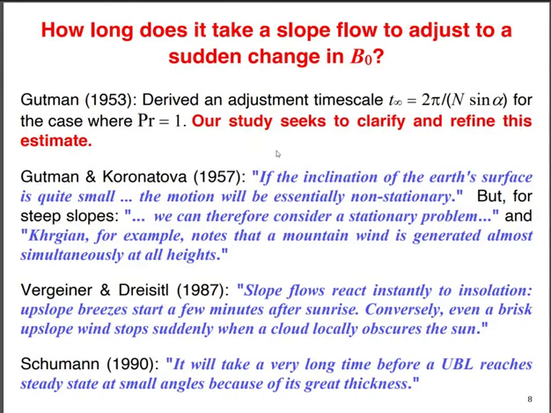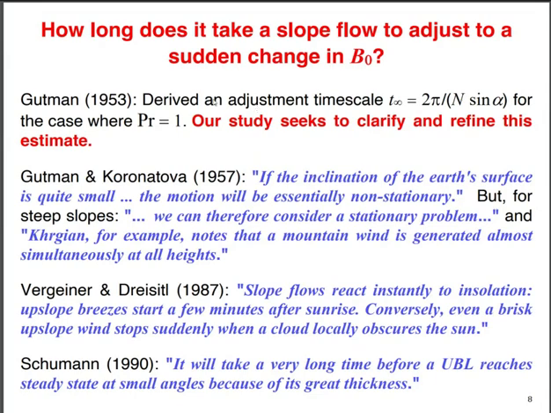Okay, so the question that we can ask is, how long does it take a slope flow to adjust to a sudden change in the slope buoyancy? Prandtl model doesn't tell you that because it's a steady state model. But in real life, you get changes of buoyancy. You can think of the diurnal cycle. It's warm during the day, it gets cold at night, and it goes back and forth like that. You get a diurnal cycle of anabatic and katabatic flow. But what's the adjustment time for that? So this was actually the subject of some studies from the early 1950s and 1940s in the Soviet literature.